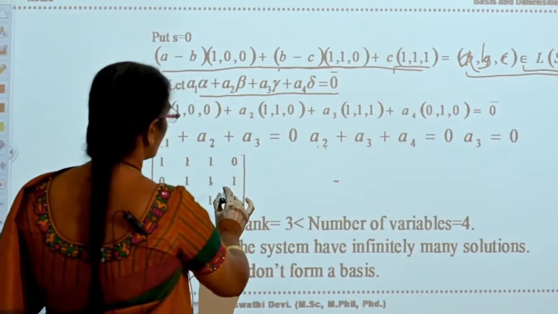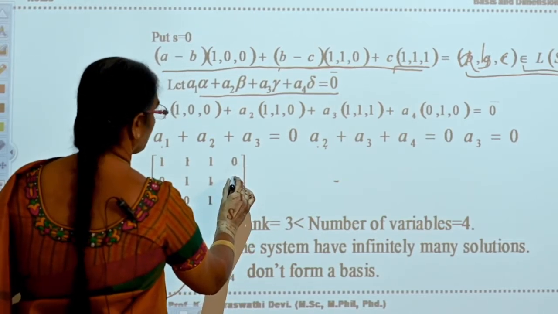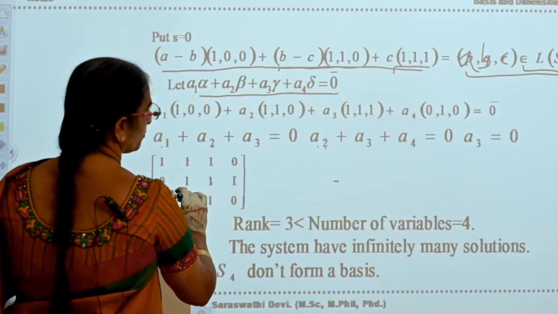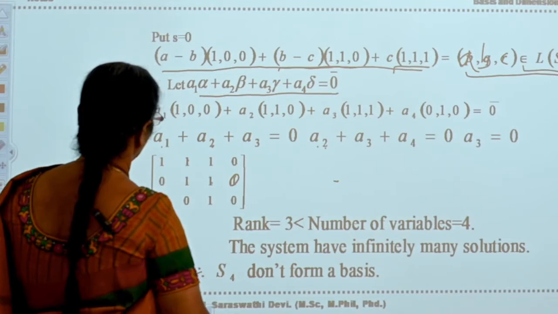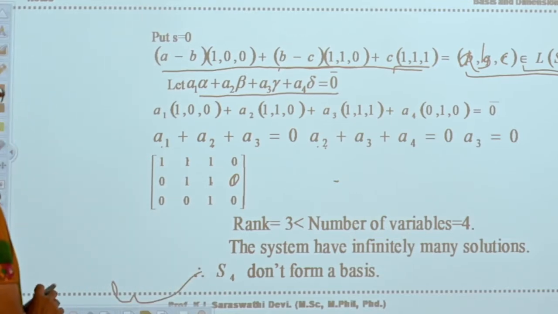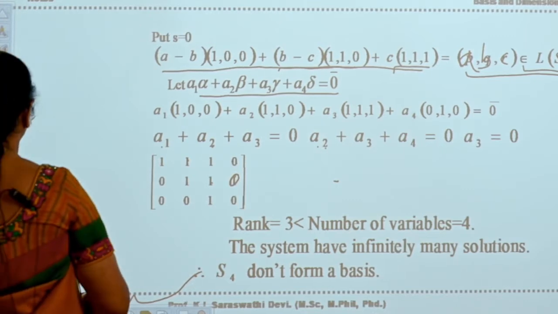Now, this is also 0 you have to write. A2 plus A3 plus A4 is equal to 0. A2 plus A4 is 0. Okay. Now, see here.